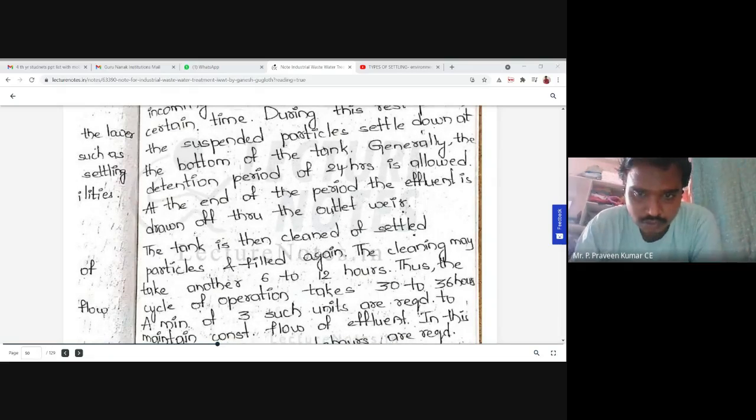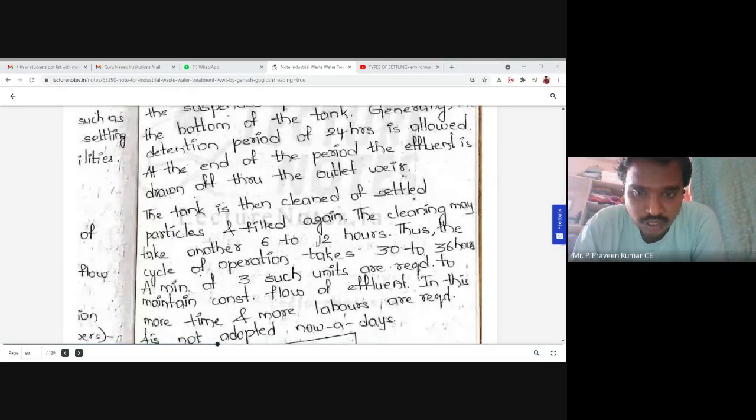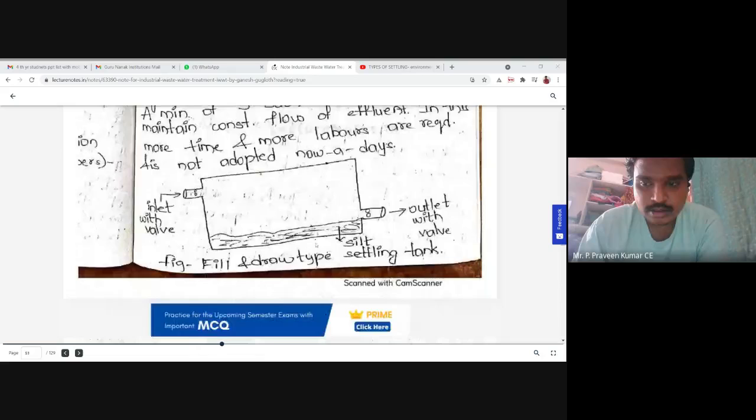It will take 6 to 12 hours. In total, 36 hours it will take. So for that reason, it takes more time to operate this type of settling tank.